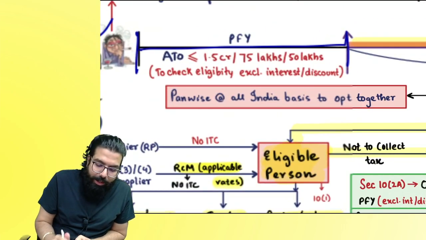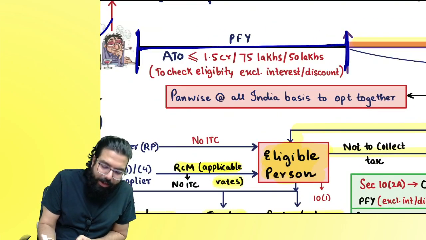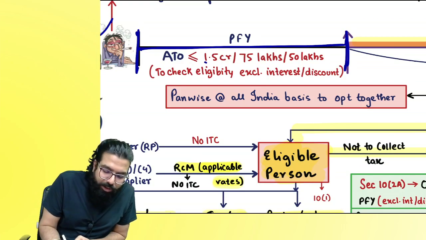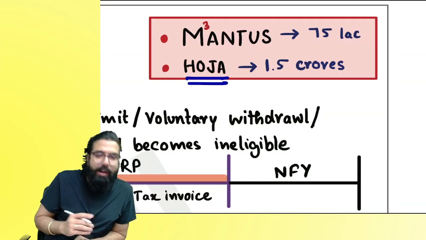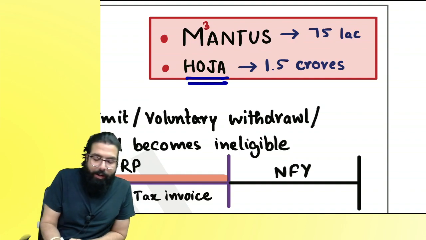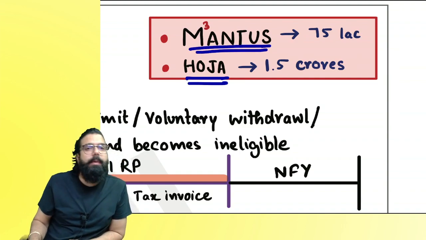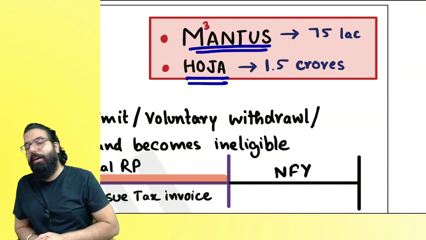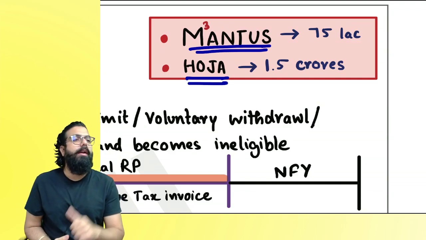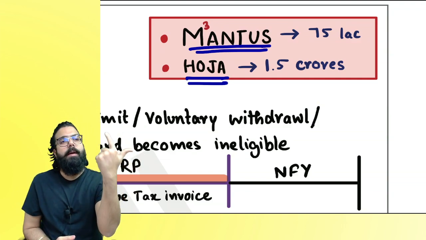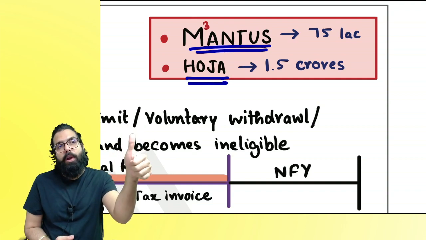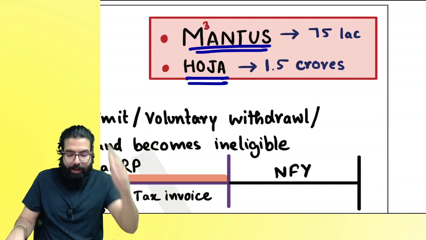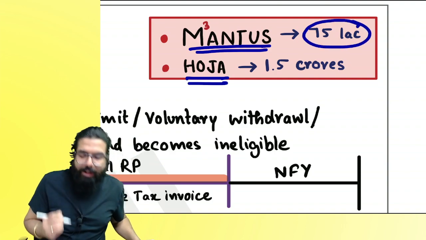Always remember one thing. Whenever you are seeing the last year turnover of a person, you have to see 1.5 crore in whose case? 1.5 crore in case you are in the state of Oja, and 75 lakh is applicable if you are in the state of Mantas. What do you mean by Mantas, everyone? Meghalaya, Mizoram, Manipur, Arunachal Pradesh, Nagaland, Tripura, Uttarakhand, and Sikkim. For you, the limit is 75 lakh.